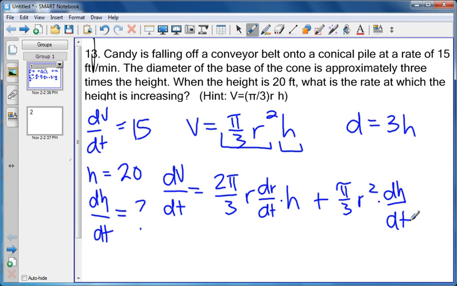Now let's look at what we have versus what we need. Okay, we already have dV/dt, we know that's 15. We already have the height, and we know we're trying to find dh/dt, so it's okay that isn't there yet. So as you look, we have some pieces missing. We don't have the radius, and we don't have the radius squared. That's where this piece of information is going to come into play.